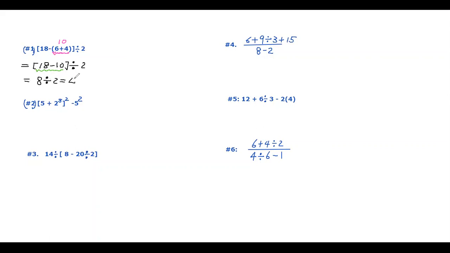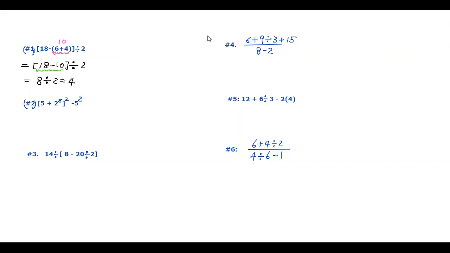So that's why I get a 4th here. Okay, so now let's take a look at the next ones here. This is (5 + 2^3)^2 minus 5^2. Okay, so be very careful.